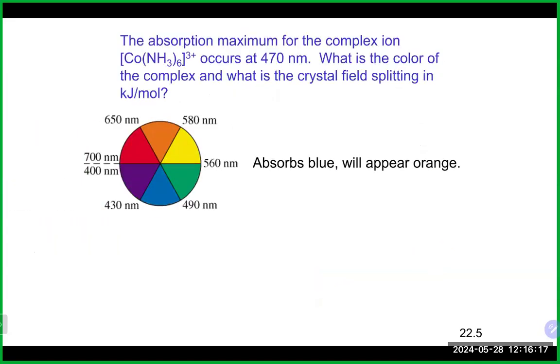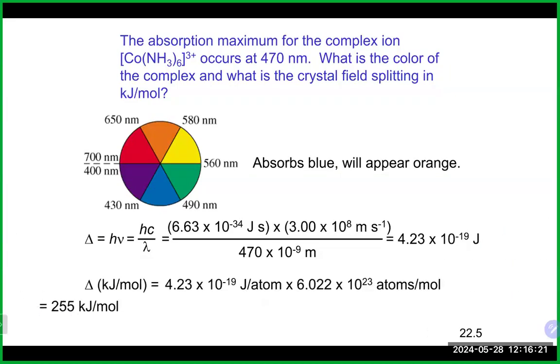So if we wanted to see how this works, and I think it's filled in for you, we'll just talk about the calculation here. The absorbance maximum for a complex ion occurs at 470 nanometers. What is the color of the complex, and what is the crystal field splitting in kilojoules per mole?